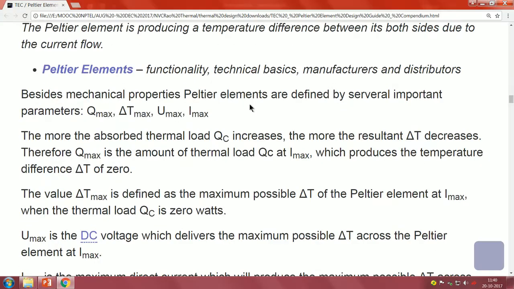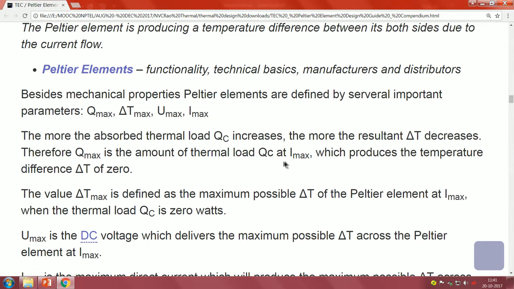So, the peltier element produces a temperature difference between both sides due to the current flow. Besides mechanical properties, peltier elements are defined by several important things: the total power handled, the maximum voltage it can withstand, the current, and also the temperature difference it can give. The more the absorbed thermal load increases, the more the resultant delta T decreases. So, this is what I was talking to you about, no?